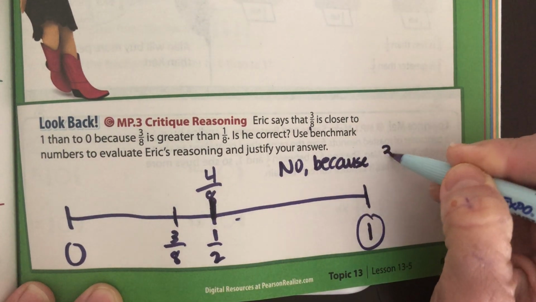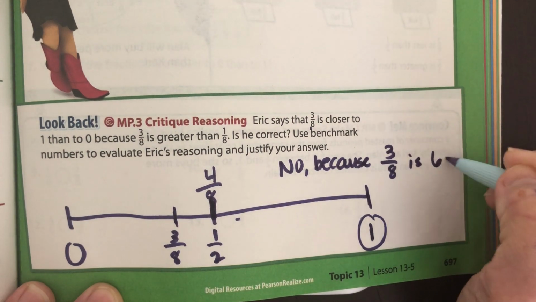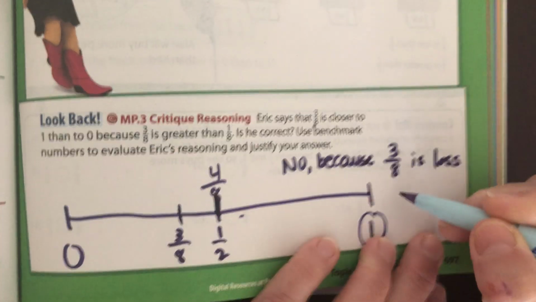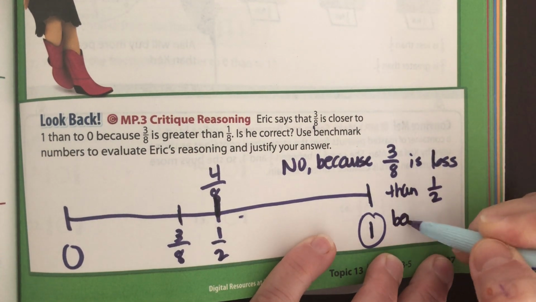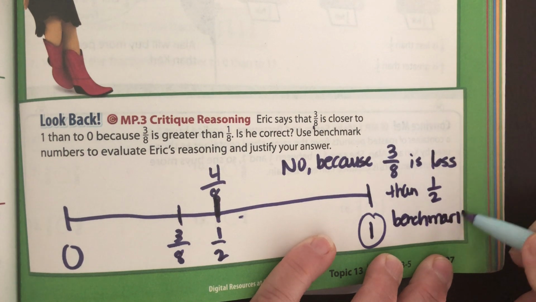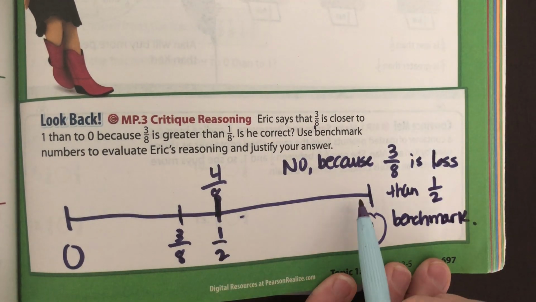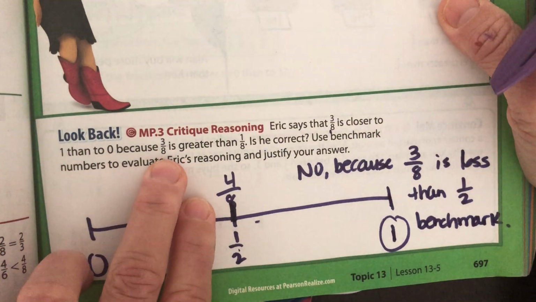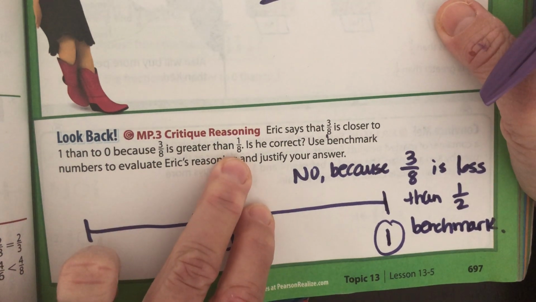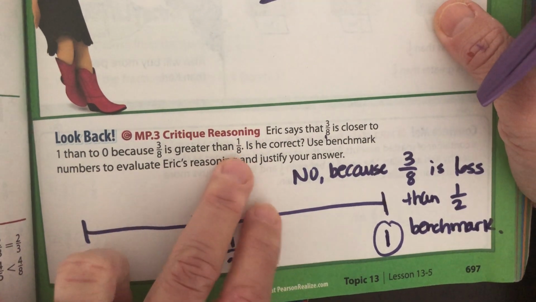Because 3/8 is less than the half benchmark. In order to be closer to 1, it needs to be over here. It needs to be greater than 1/2. The big thing is that if he's going to use benchmarks, he needs to compare 3/8 to 4/8, not to 1/8, because 4/8 is the benchmark. That's where you're deciding.